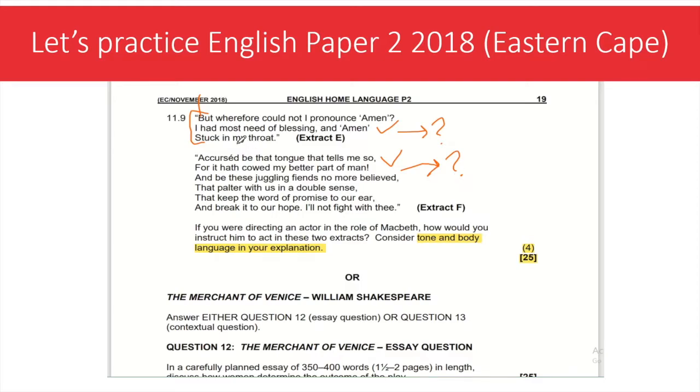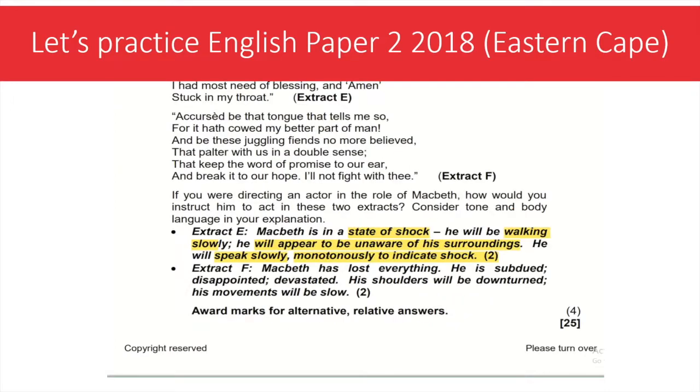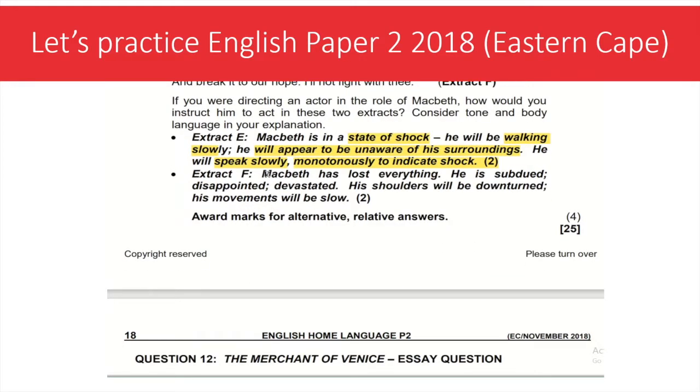Now, once again, knowing your plot, you need to understand what's happening over here to be able to give tone and body language in the explanation. So let's have a look at the memo. So, at this particular point in time, Macbeth has lost everything. He could be subdued, disappointed, or even devastated. His shoulders should be downturned and his movements slow. But this little extra info for the marker: award marks for alternative or relevant answers for your full 4 marks, and then your 25 marks out of the question paper.